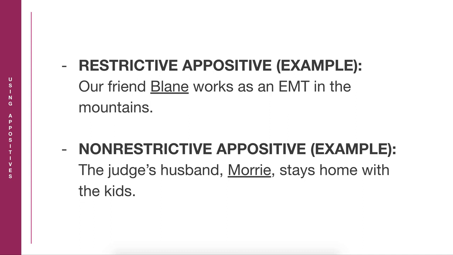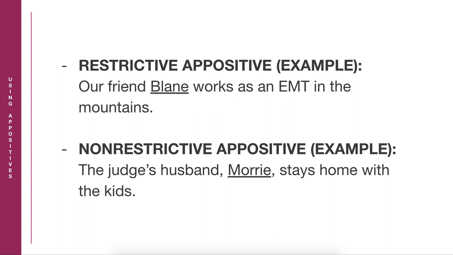On the bottom, though, we have a non-restrictive appositive. The judge's husband, Maury, stays home with the kids. Now, in this situation, we've done the same thing. We've still just added a name to the sentence. But with our non-restrictive appositive, with the name Maury, this is extra information because we can assume that the judge only has one husband. I mean, hopefully, right? And so in that case, we don't need to know the husband's name in order to understand who the author is talking about. So in our first sentence, our friend Blaine works as an EMT in the mountains. If we just said our friend works as an EMT in the mountains, that is still a complete sentence, but we don't know which friend we're talking about.